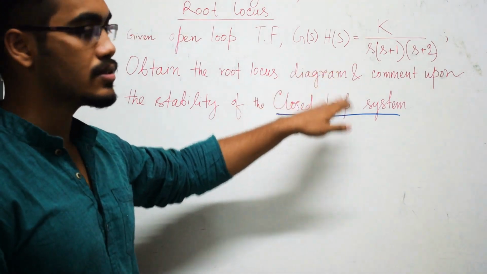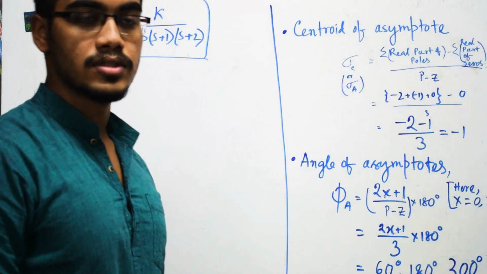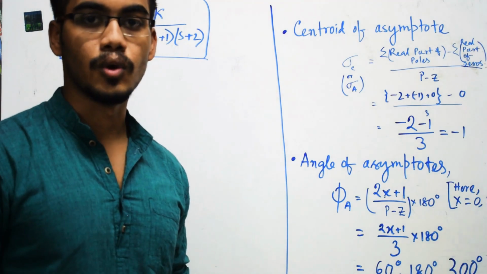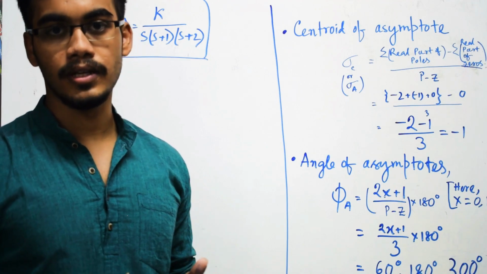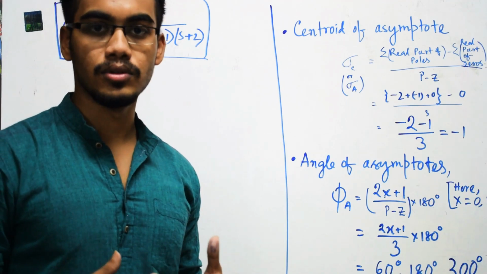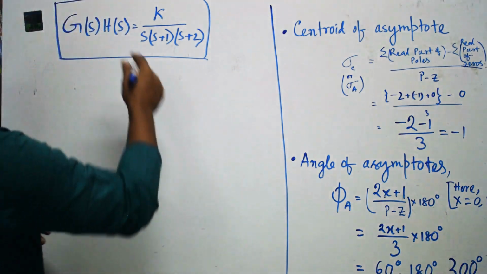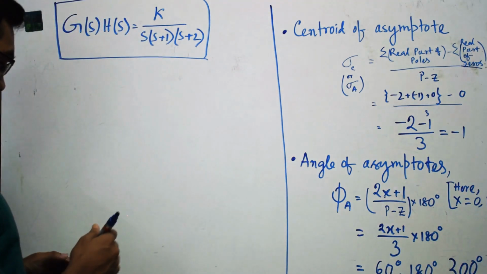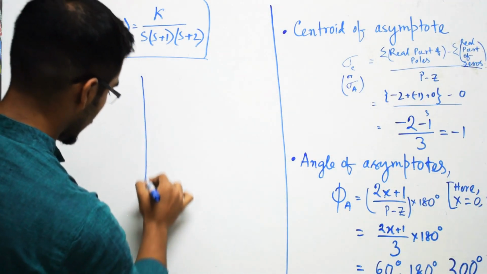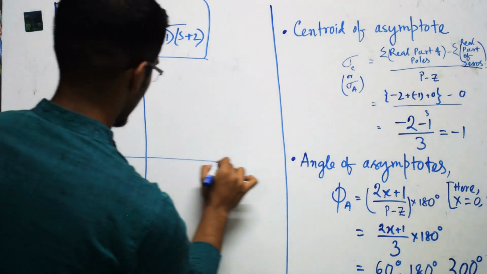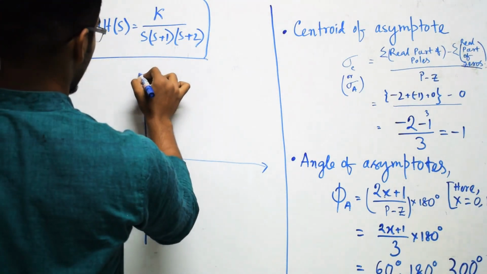I am taking just the open loop transfer function and proceeding. As per the rules, first we have to draw the S plane. Ignore those things first. First draw the S plane and locate the poles. Then we will proceed one by one. The open loop transfer function is given like this. To draw the root locus diagram, we have to take the S plane.